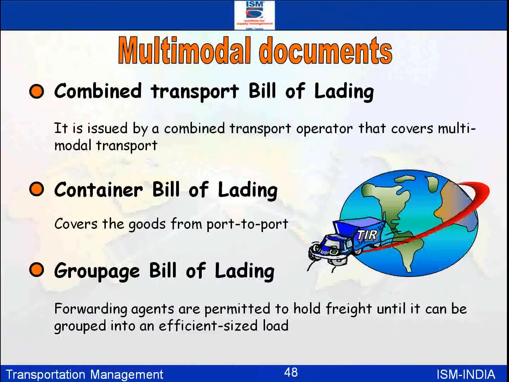Now, multimodal documents, you have the combined transport bill of lading. Because you're going through a wide range of modes, sometimes by truck, sometimes by sea, sometimes by train, sometimes by air, before it reaches from one end to another end, you have a combined transport bill of lading. Container bill of lading covers the container itself, or the groupage.